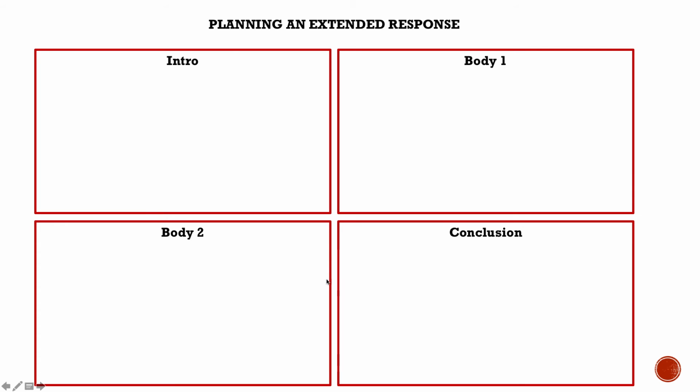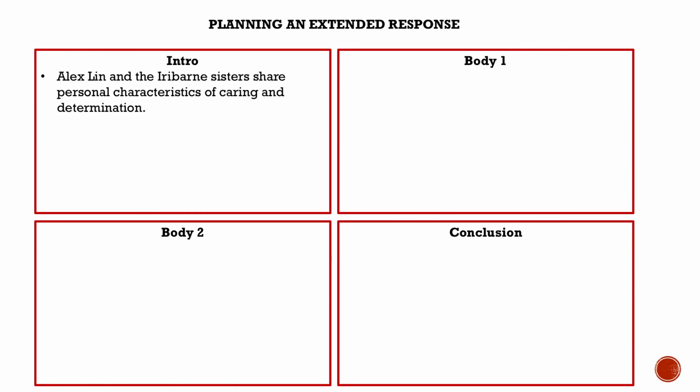Here we have our 4 boxes. This is how I like to plan my extended response. My introduction, I'm going to say caring and determination are my 2 traits, so I want to name them. So I want to say Alex Lynn and the Iribarne sisters share personal characteristics of caring and determination.